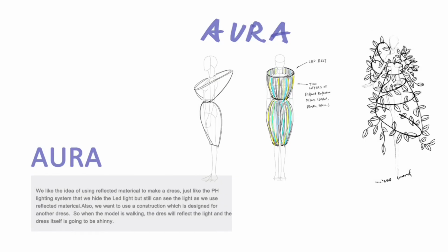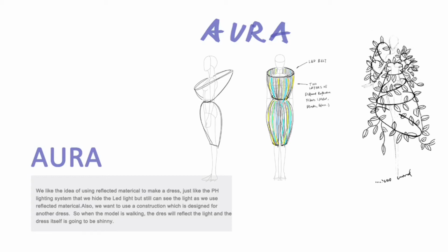Aura is designed for the reflection section. We like the idea of using reflective material to make the dress, just like the PH lighting system where we hide the LED light part, but you can still see the lights because we use the reflective material.